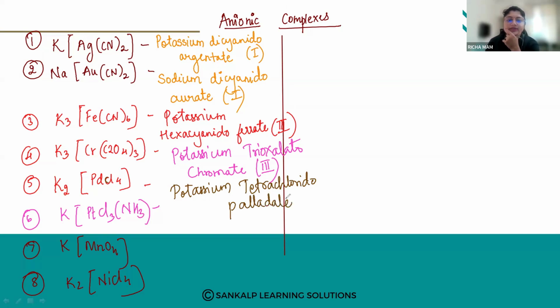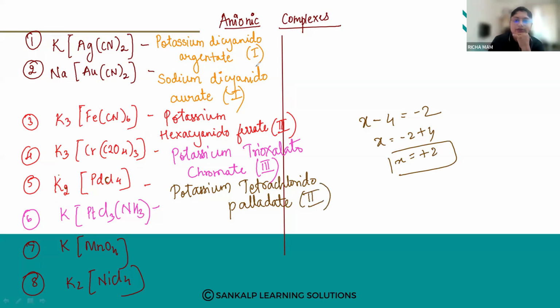Then palladate. Palladium, Pd is palladium, so we write it as palladate. What is the charge? For palladate, x minus 4 equals minus 2. There are two potassiums, so the complex charge is minus 2. Now x equals minus 2 plus 4, so x equals plus 2. So palladium is palladate(II).